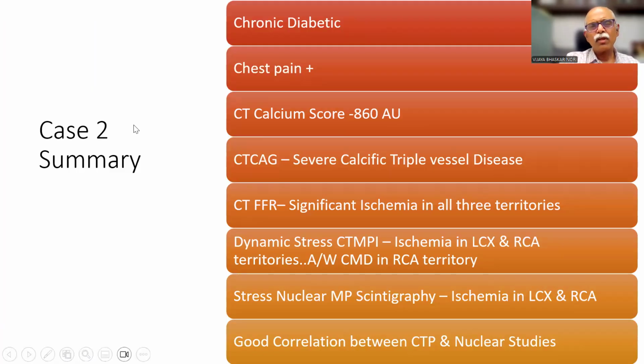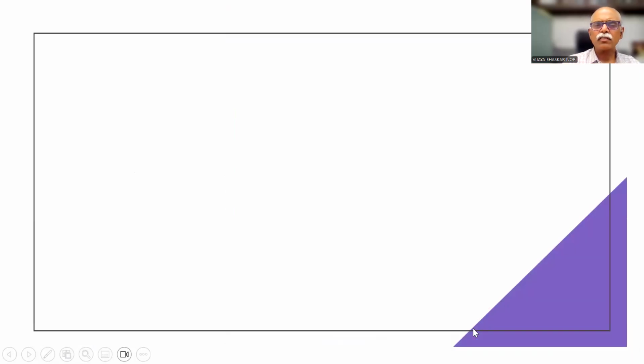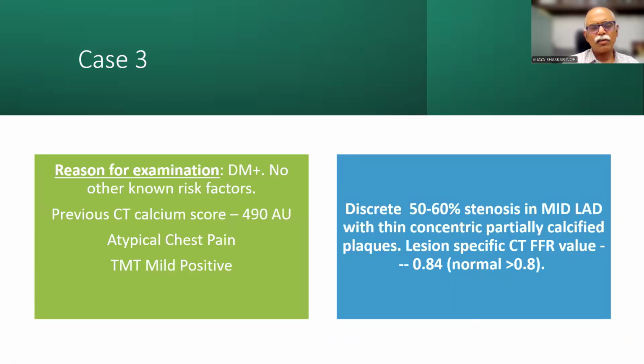So case 2 summary: chronic diabetic, chest pain at severe exertion, calcium score 860 Agatston units, CTCAG severe calcific tuberous disease, CTFFR significant ischemia in all 3 territories, dynamic stress perfusion ischemia in LCX and RCA territory, and only 1 segment in LAD territory shows significant ischemia. Nuclear stress perfusion, ischemia in LCX and RCA territories, which corroborates our finding on CT myocardial perfusion. So there's a good correlation between CT perfusion studies and nuclear studies. Is awaiting revascularization.